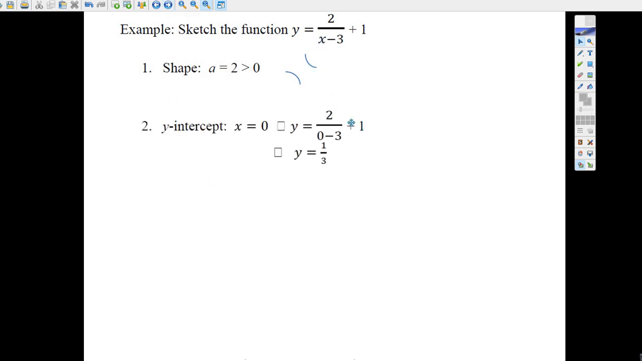The next easiest thing is the y-intercept. Just put 0 in there and type that into your calculator: 1 minus 2 over 3. That's negative 2 over 3, so 1 minus 2 over 3. You get the y-intercept of 1/3.